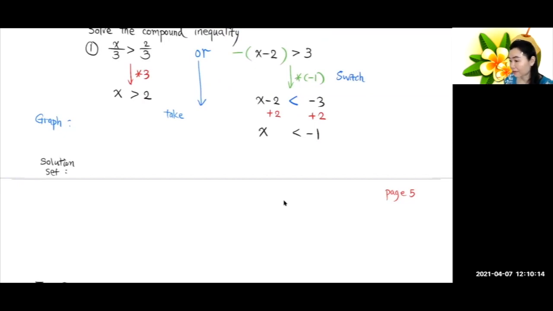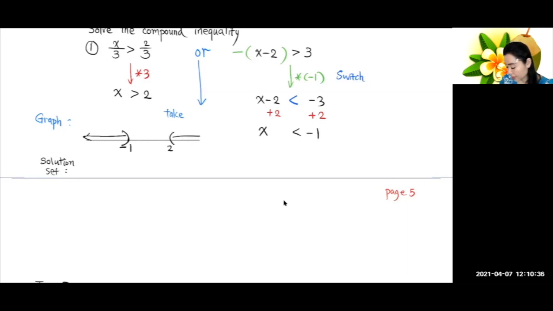Now let's graph it. So x is less than -1. Locate -1, you shade the left side. x is greater than 2. Locate 2 and shade the right side of 2. Okay, so because the two inequalities are joined by "or," you take the union of the two sets. So it will be this one together with this one. Okay, so that's the graph.